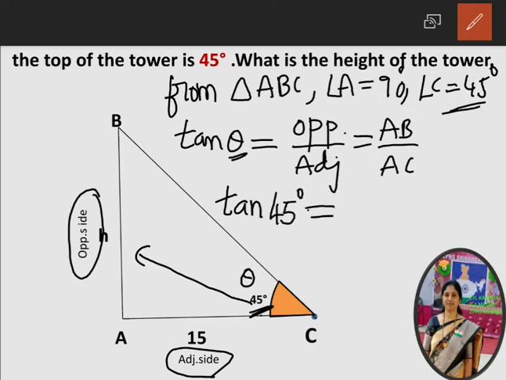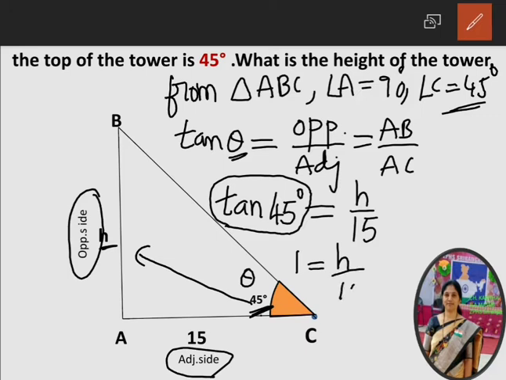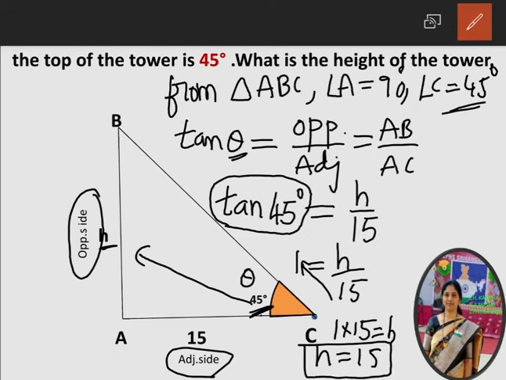Tan 45 degrees is equal to AB by AC. AB length is H, by AC. AC is 15 here. Now, what is the value of tan 45 degrees? That is 1. So 1 is equal to H by 15. Now just do the cross multiplication. 1 into 15 is equal to H. So we get H is equal to 15. H is nothing but the height of the tower. So the height of the tower H is nothing but 15 meters.